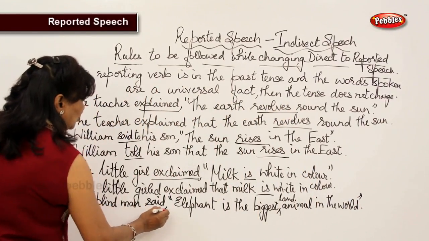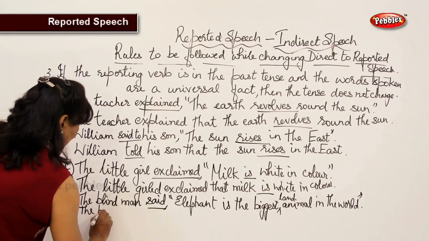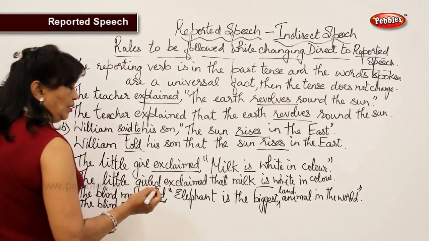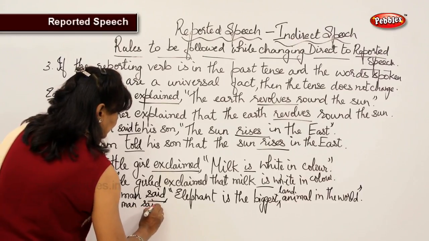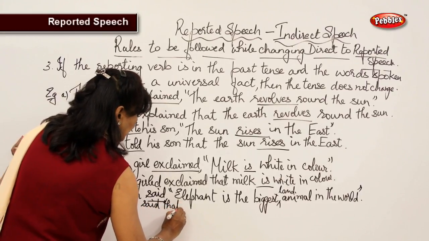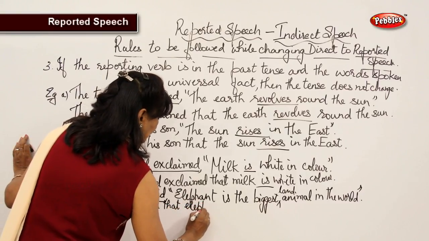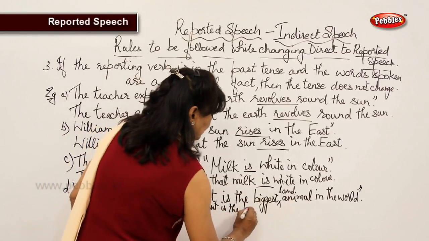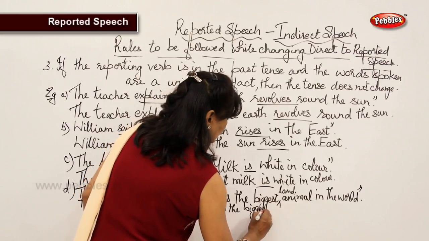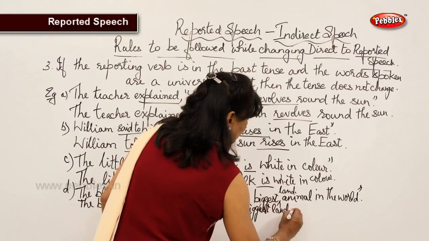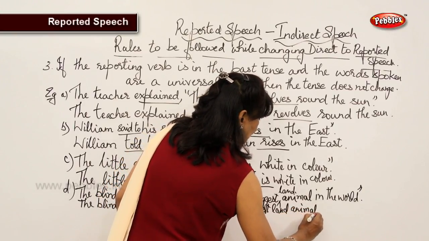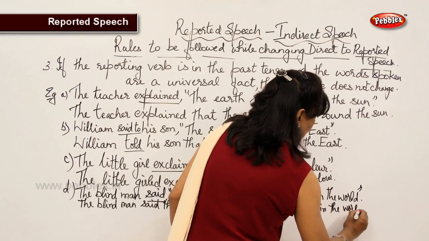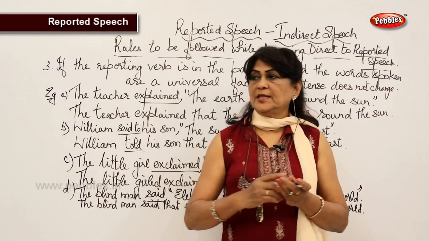So how do we change this? So it is said, the blind man, we can even say exclaimed or said, that elephant is the biggest land animal in the world. Okay. So just let's check it up.